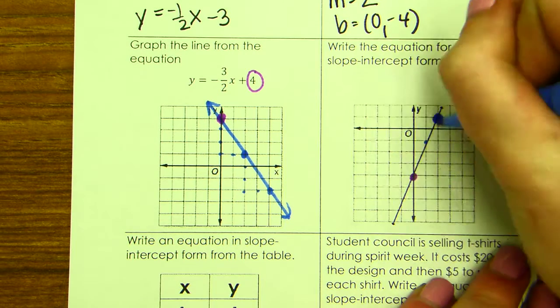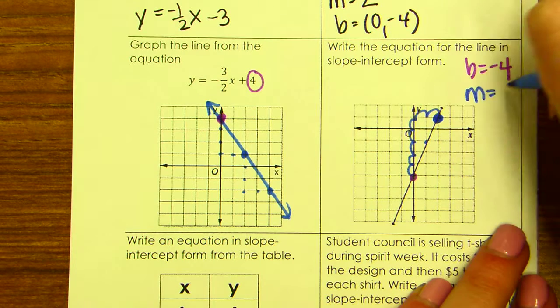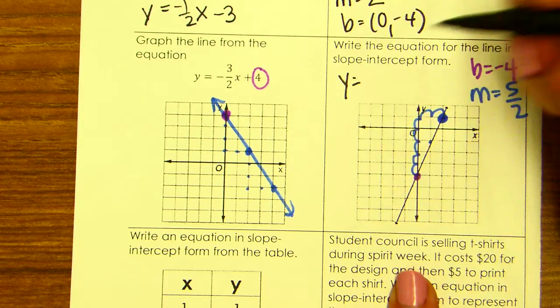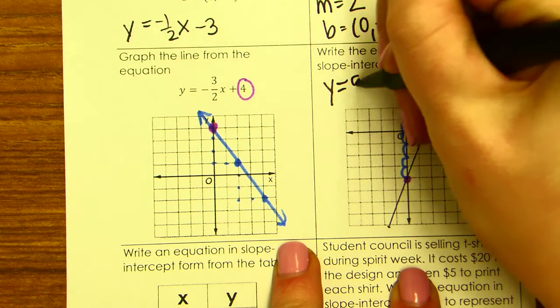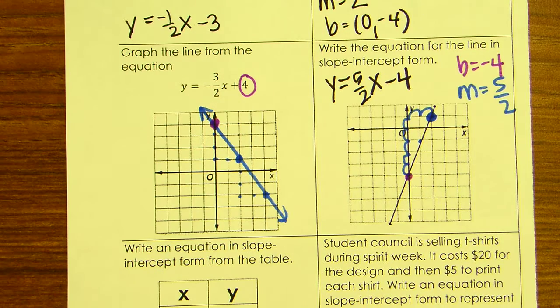And so from here to here, it goes up 1, 2, 3, 4, 5, to the right 2. So the slope is 5 over 2. So the equation would be y equals, instead of an m, I'm going to put 5 over 2, x, and then minus 4 because I had a negative 4.